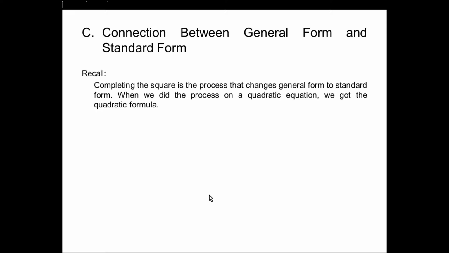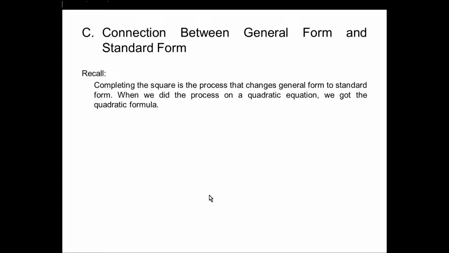The connection between general form and standard form. Is there a connection? Recall, completing the square is the process that changes general form to standard form. When we did that process on a quadratic equation, we got the quadratic formula. Now remember, I am never going to hold you responsible for completing the square. I'm never going to make you do it. I don't even expect you to ever do it. I'm not going to test you on it.